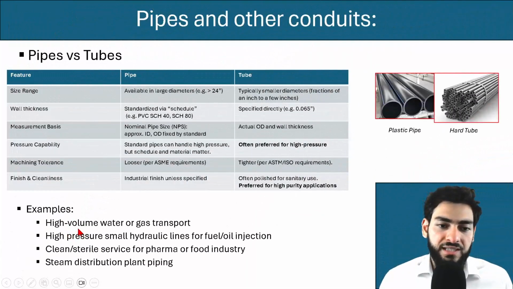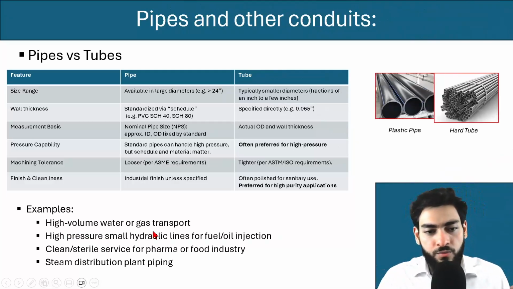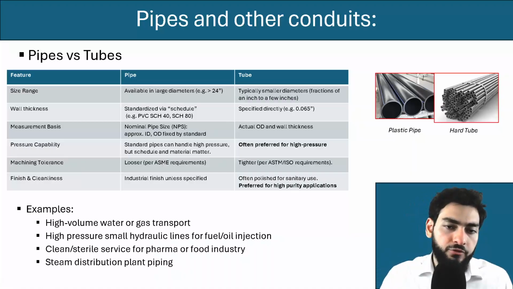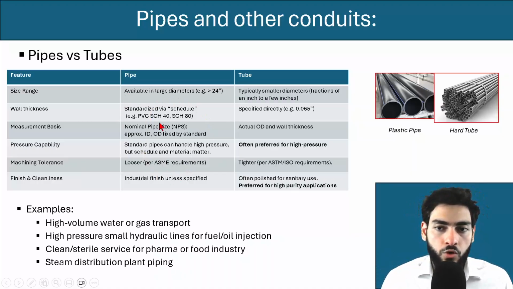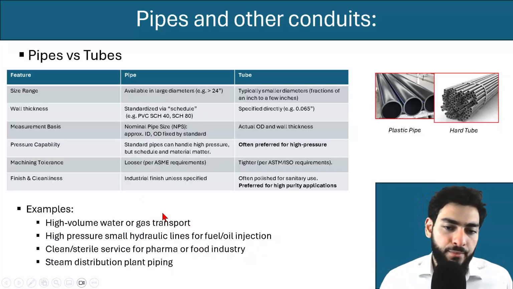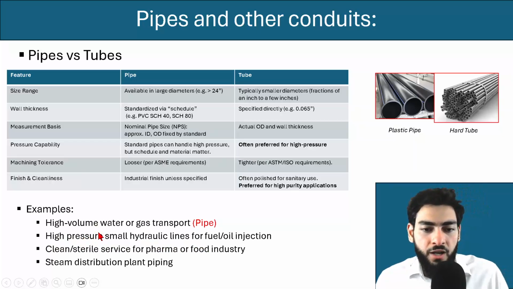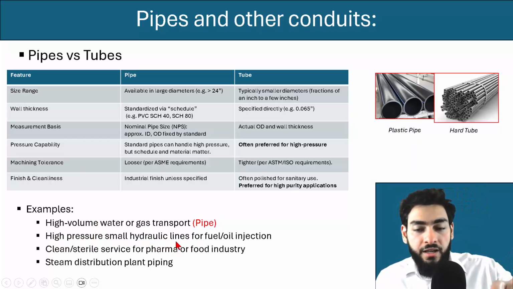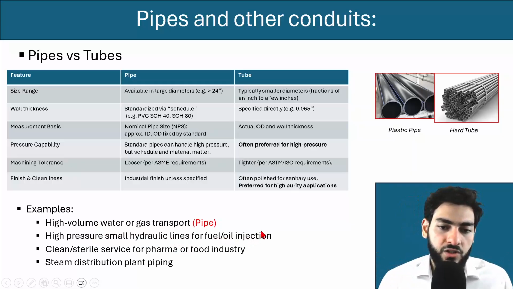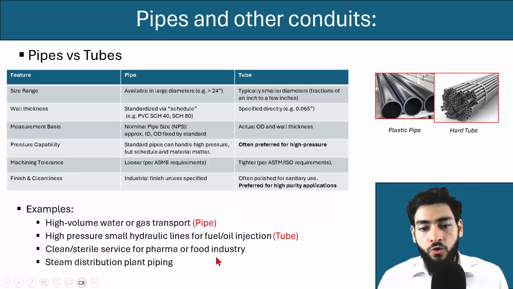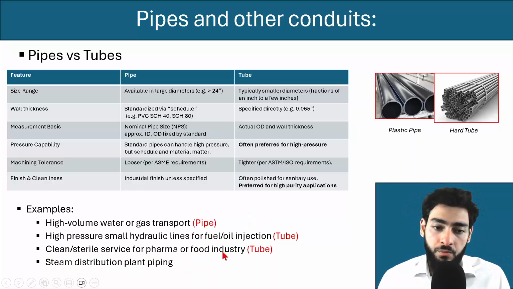So let's look at the first example, high volume water or gas transport. If you have high volume, I assume you're also having a high flow rate. So in that case, it makes more sense to have larger diameters. So in this case, I'd say a pipe. If you have high pressure, small hydraulic lines, so the combination of high pressure and small lines, which means smaller diameters, would make me lean towards using tubing. If you're looking for clean, sterile service for pharma or food industry, then tubing would be more appropriate.